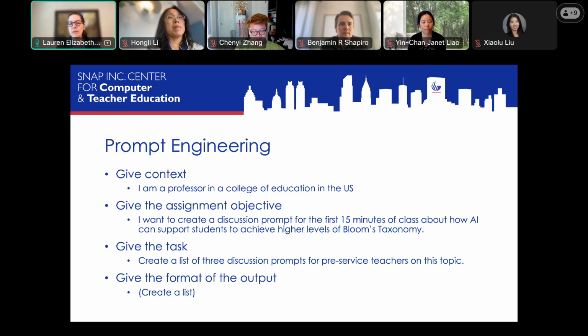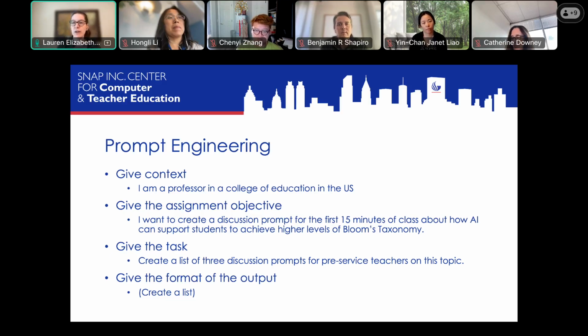In a prompt, the 4 steps that I follow begin with giving it context. For example, I might tell it that I'm a professor in a college of education in the US. A lot of models nowadays will store information about users and carry it forward to new prompts, so it creates a profile for you. I still give it context, especially if I'm trying to highlight different aspects of my role, like writing to a lay audience versus an academic audience. And then I give it the assignment objective.